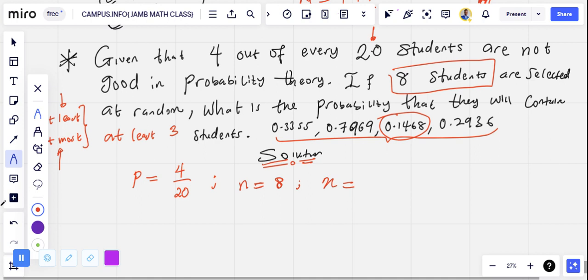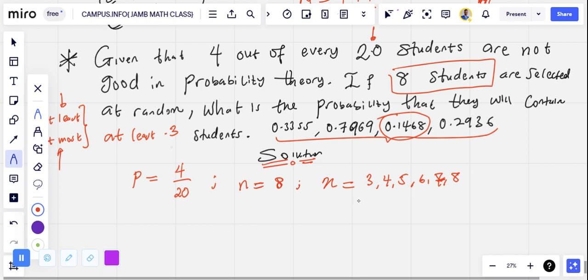But can you take 2? That does not really make any sense, because they already gave you a condition. You get my point. So that is just normal reasoning. So I just said at least 3, and it's coming from 8 students. That means I want to solve for 3, 4, 5, 6, 7, and 8.